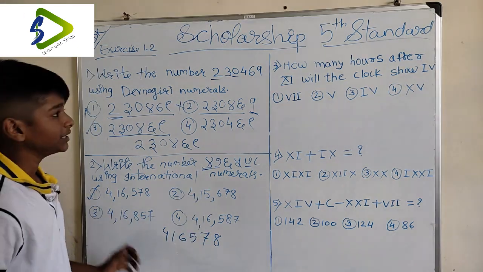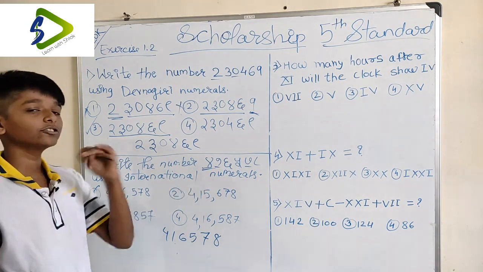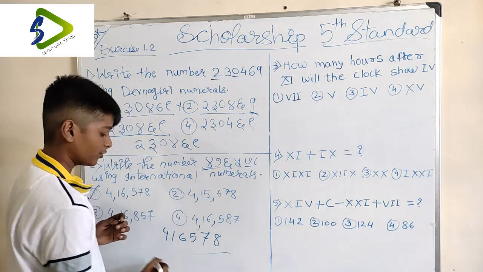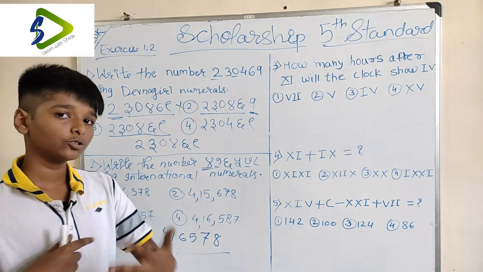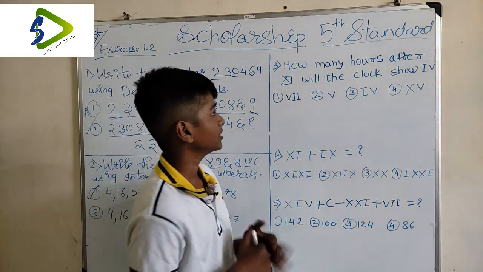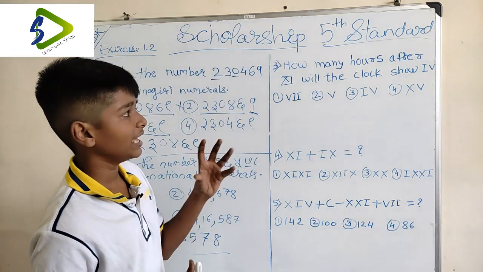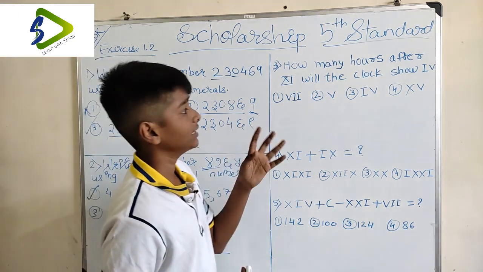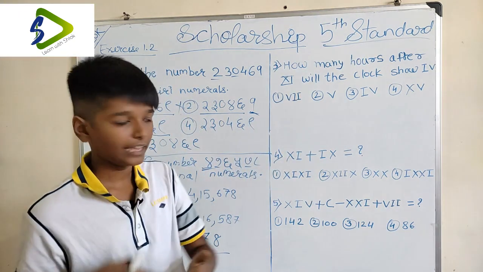Now that we have solved the second question, before going to the third question I want to tell you that I am writing it down for you like this, but you should do this in your mind so you can save time. Now the third question: how many hours after 11, or XI, until the clock shows IV, which is 4?